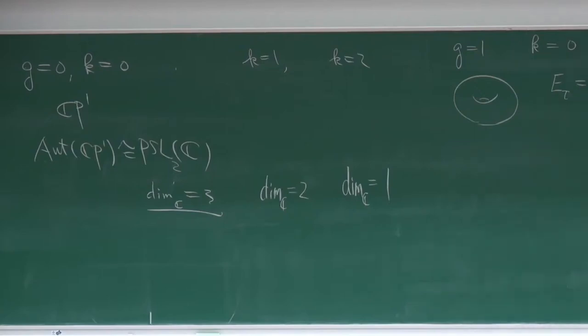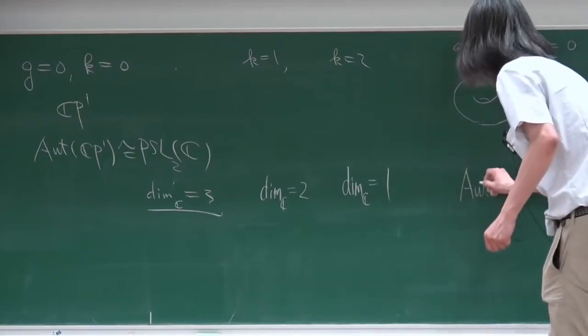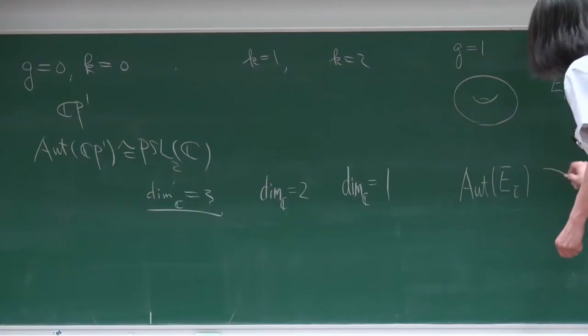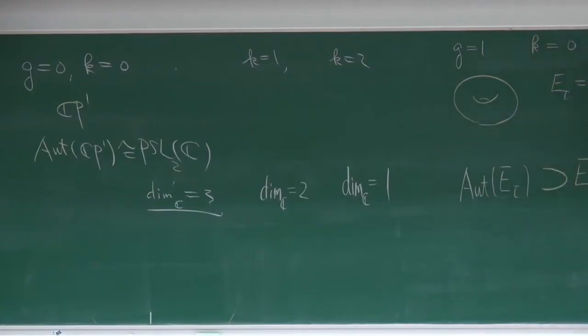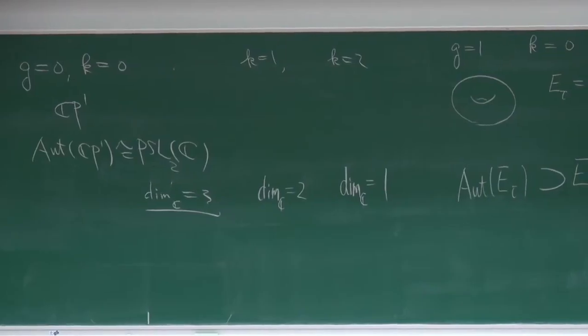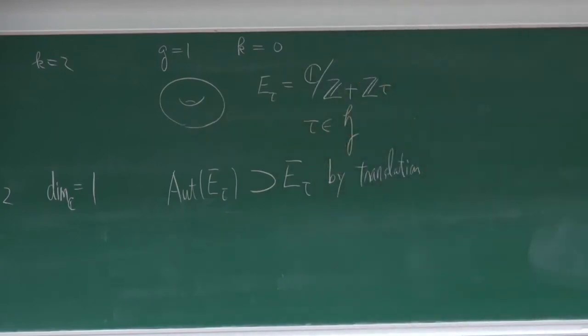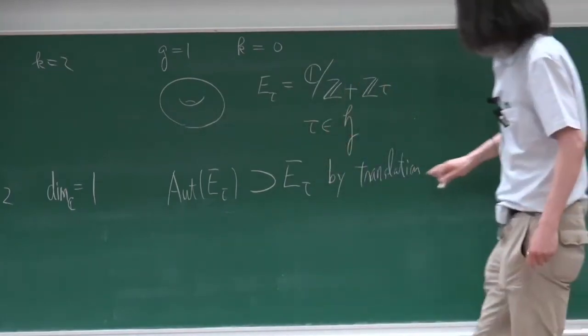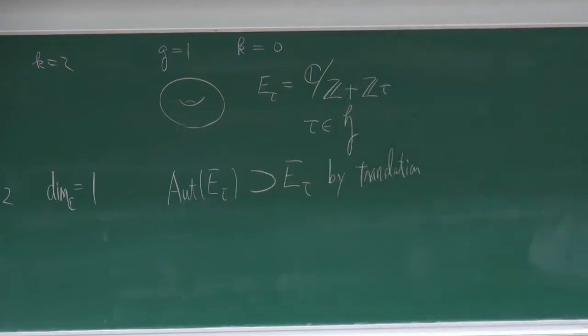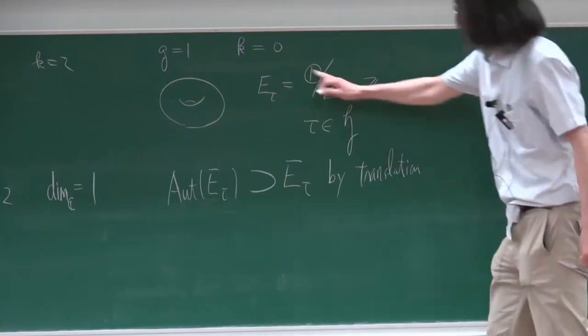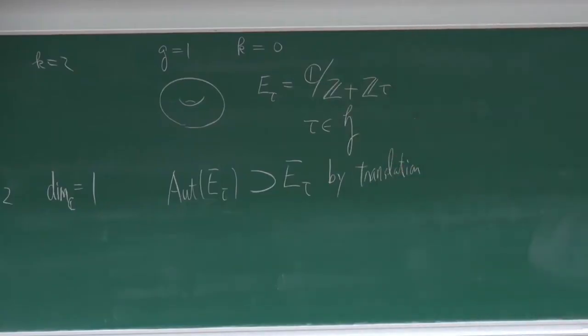And the elliptic curve, as is well known, can be written as a quotient of the complex plane by a certain lattice, where tau is in the upper half plane. But in this case, if you consider the automorphisms of this, it contains the curve itself by translation. It's a torus, and you pick one point somewhere, and then you have this translation. Sometimes you have a finite extension of this, but anyway, you have this. So therefore, it is not stable.